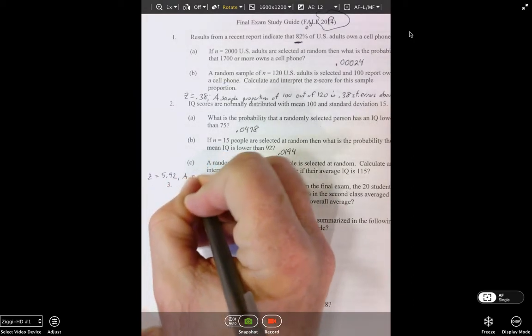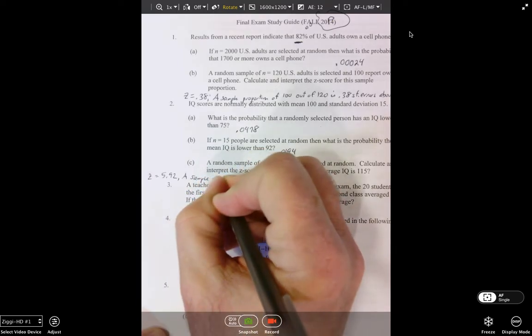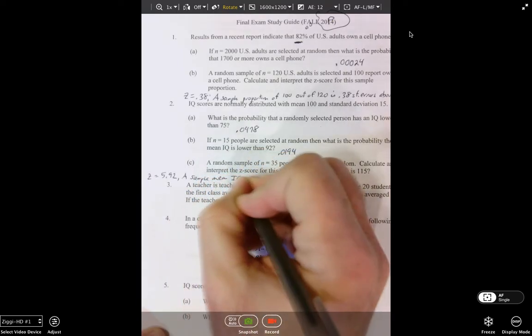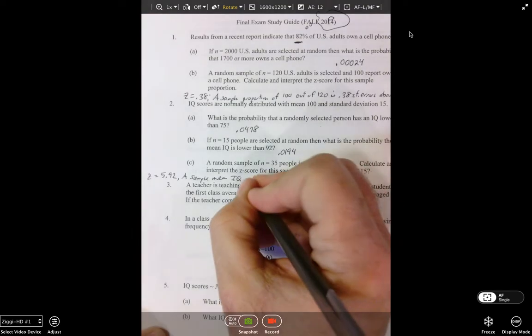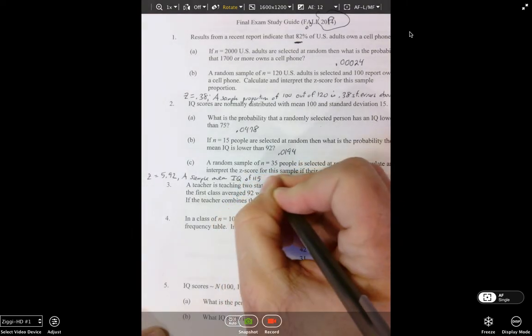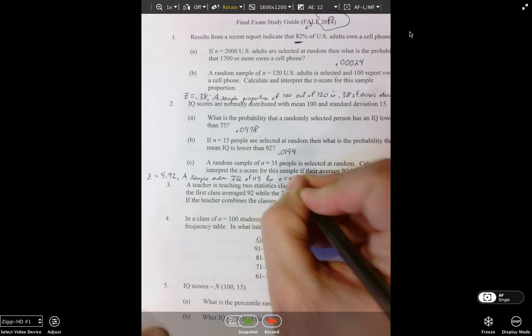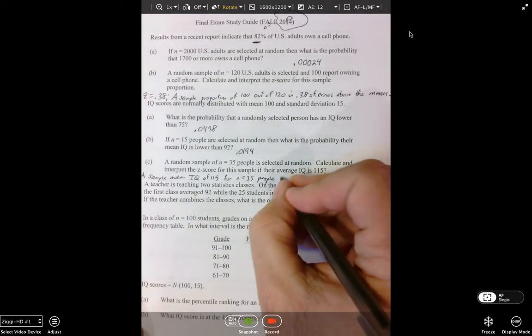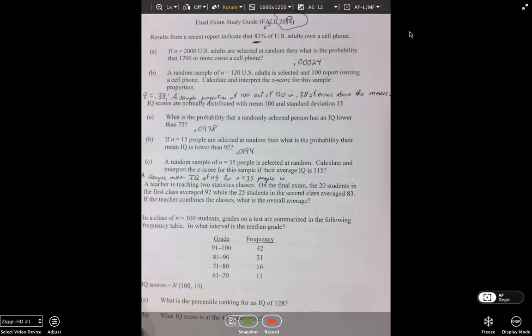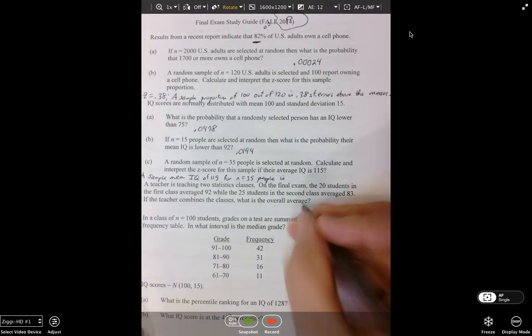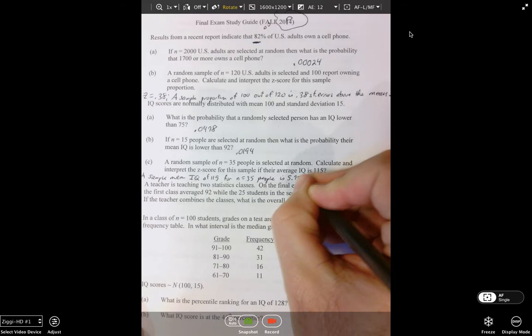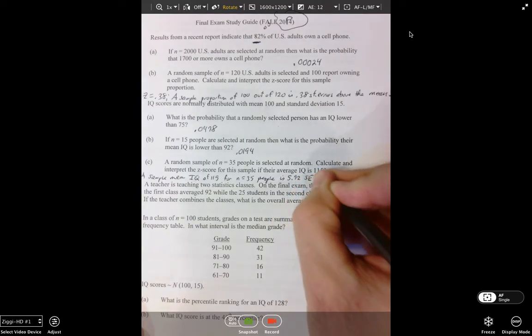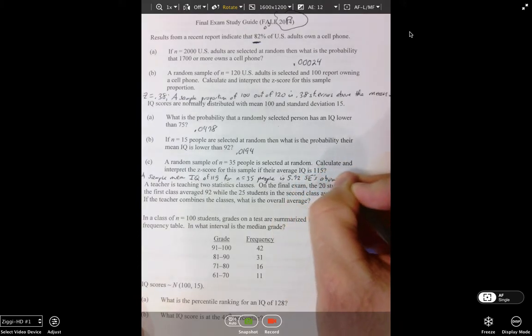And what this tells us is that a sample mean IQ of 115 for n equals 35 people is, I think the answer was 5.92? Yeah. 5.92 standard errors above the mean.